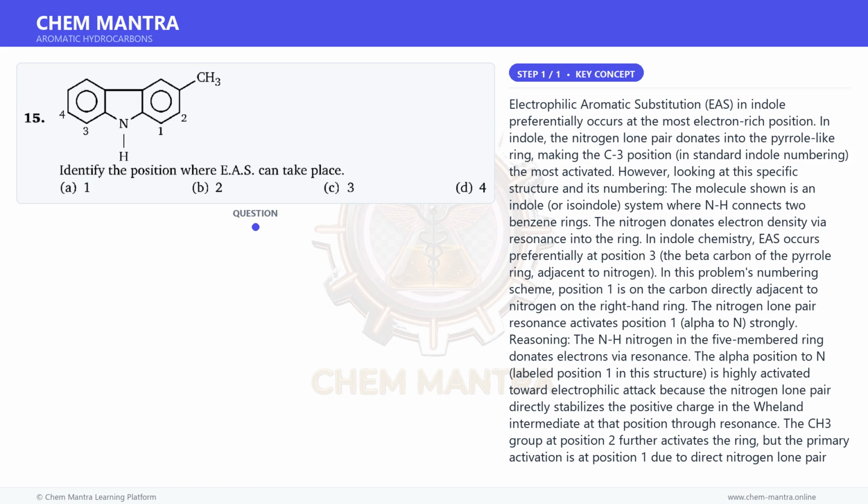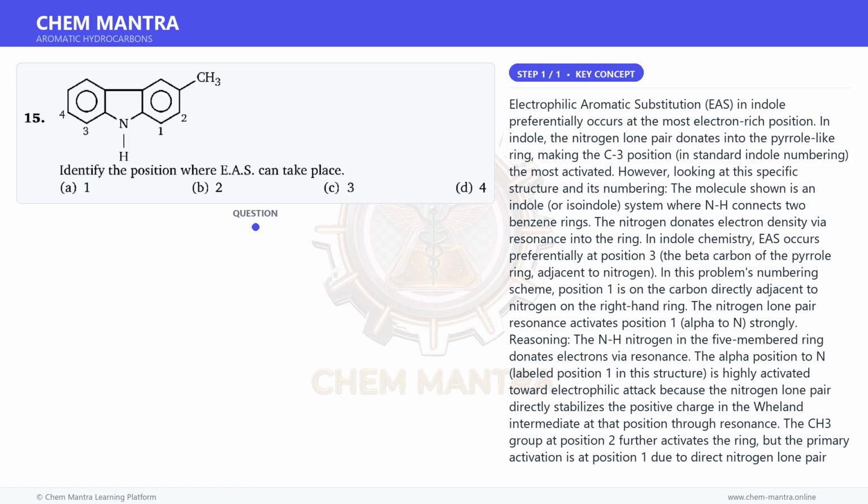The CH3 group at position 2 further activates the ring, but the primary activation is at position 1 due to direct nitrogen lone pair donation. Why other options fail? Position 2 has a CH3 substituent, activating, but the position may be blocked or less activated than position 1 for EAS due to steric effects and the primary resonance directing to position 1.